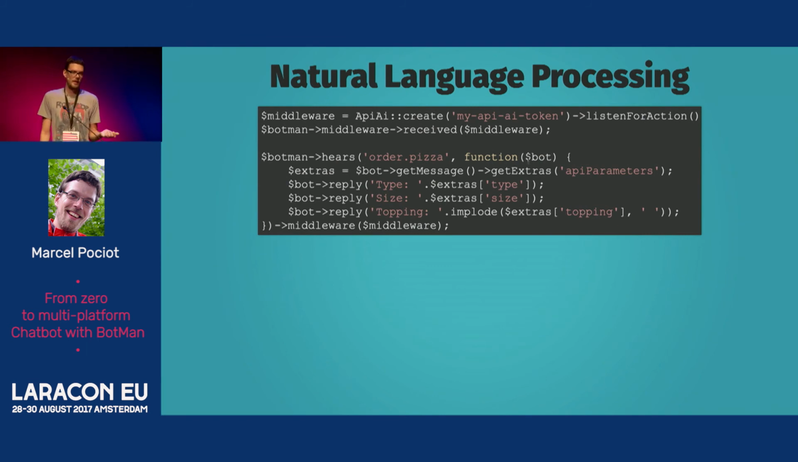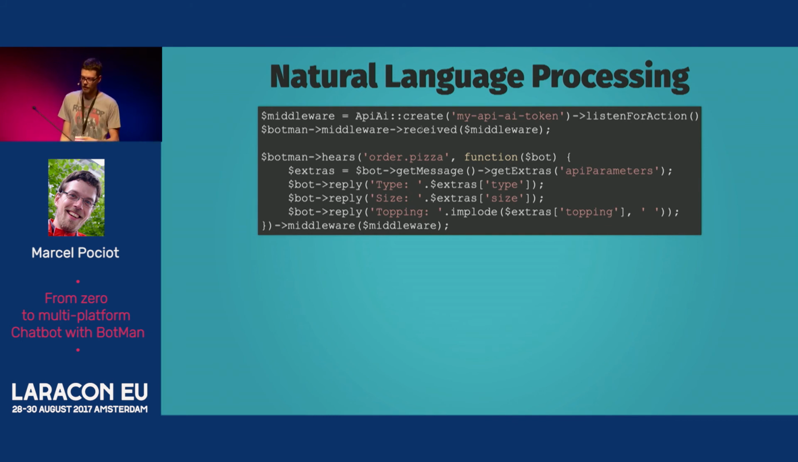That being said, you can also use it with BotMan, of course. This is an example of API AI. BotMan has this concept of middleware. So in this example, we create an API AI middleware, give it the token of our service, and say we want to listen for the action, which is called action but is the intent. And then we tell BotMan's middleware system that every message that you receive should be passed to this middleware.